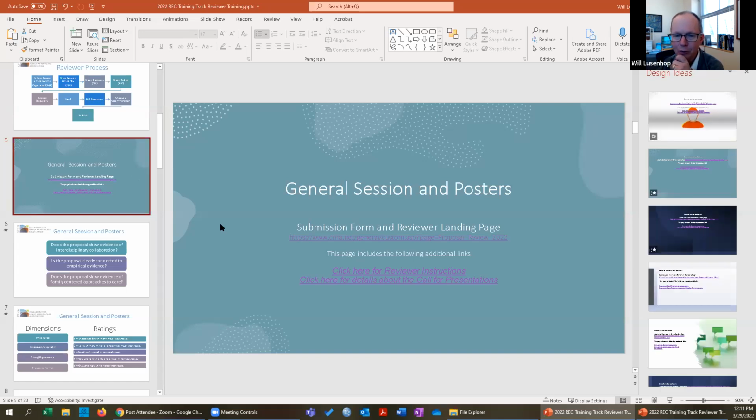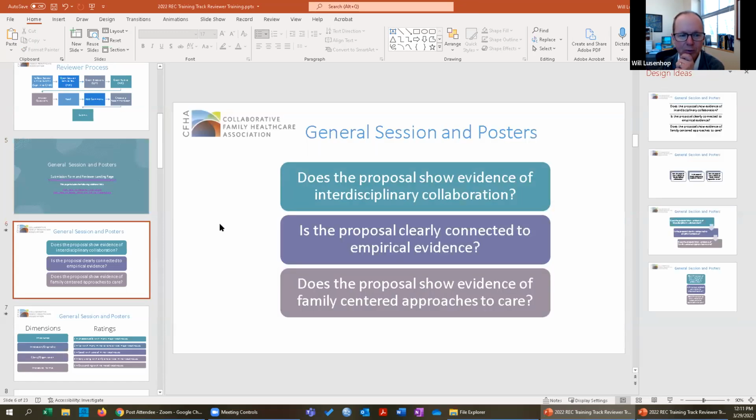So what I thought I would do is go through the general session and poster ratings first, and then move on quickly to the REC sessions. There are three questions you're going to answer right off the bat for general sessions and posters: Does the proposal show evidence of interdisciplinary collaboration? Is the proposal clearly connected to empirical evidence? And does it show evidence of family-centered approaches to care?